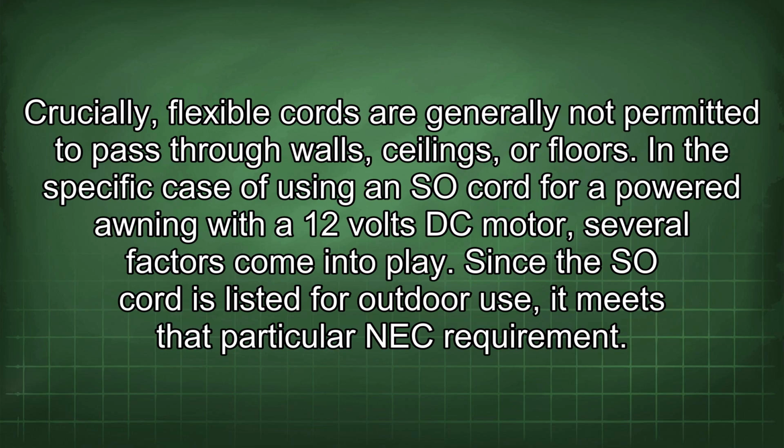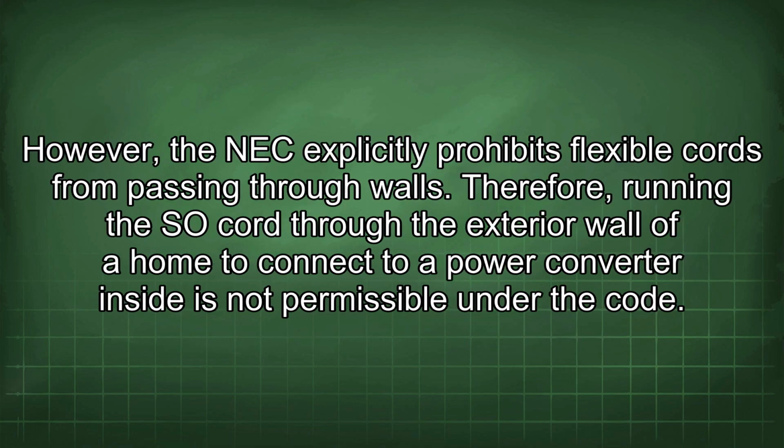In the specific case of using an SO cord for a powered awning with a 12 volt DC motor, several factors come into play. Since the SO cord is listed for outdoor use, it meets that particular NEC requirement. However, the NEC explicitly prohibits flexible cords from passing through walls. Therefore, running the SO cord through the exterior wall of a home to connect to a power converter inside is not permissible under the code.